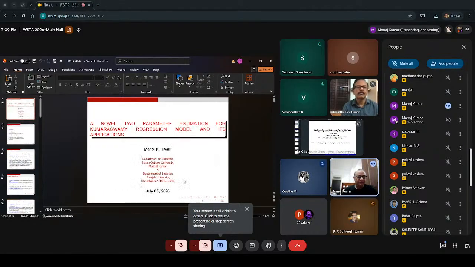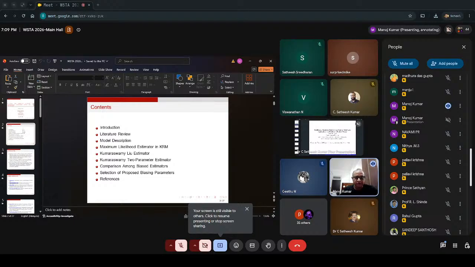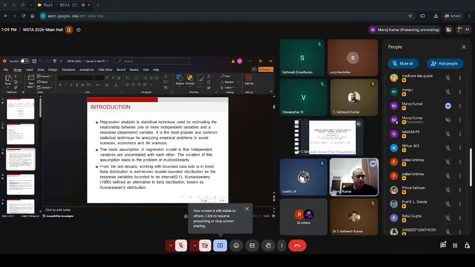So in this one, I'm going to give a talk on a novel two-parameter estimation for the Kumaraswamy regression model and its application. Basically, in this talk, I'll be talking about the introduction of a regression model for the double-bounded variable constrained within the interval of 0 to 1, utilizing the Kumaraswamy distribution. So the model resembles a generalized linear model, where the median of the response is represented by a regression framework using the logit link function.